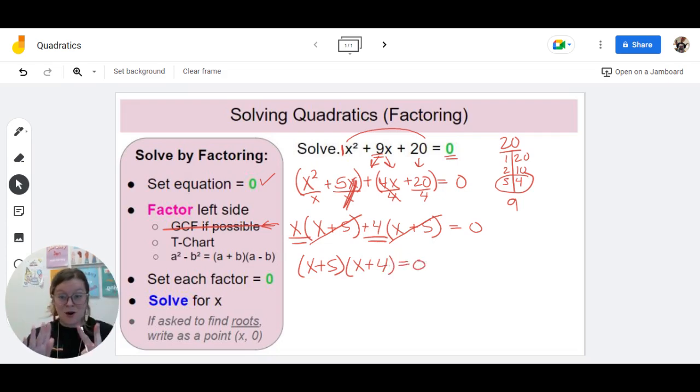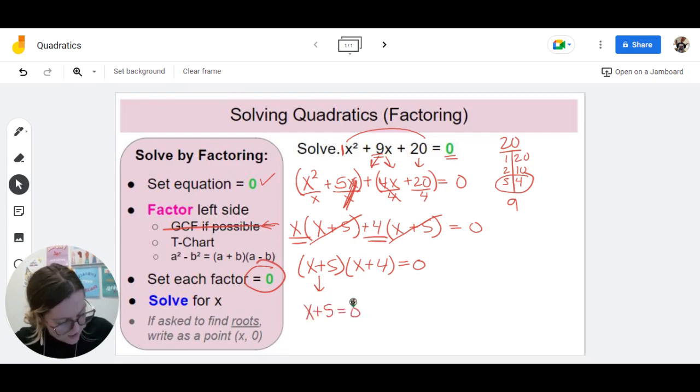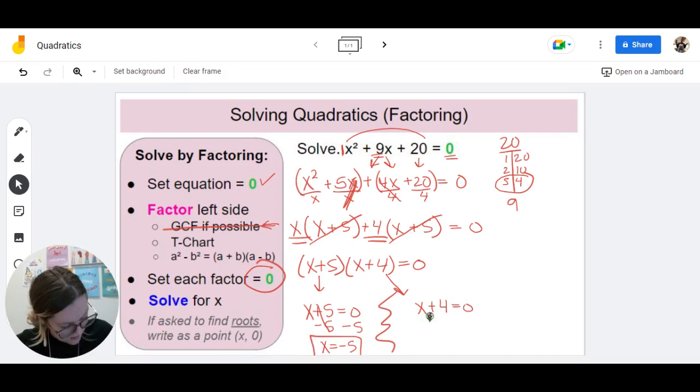Okay, all of that part should be reviewed. Here's the new step. Then I am going to set each factor equal to 0. So I'm going to take x plus 5 and set that equal to 0. And I'm going to take the second parenthesis, x plus 4, and set that equal to 0. I'm going to solve each of these separately. So I'm going to subtract 5 from both sides. So here, x is equal to negative 5. Here, I'm going to subtract 4 from both sides, so my x value is equal to negative 4.